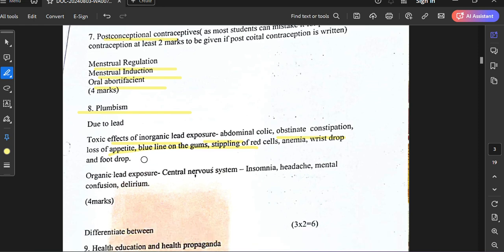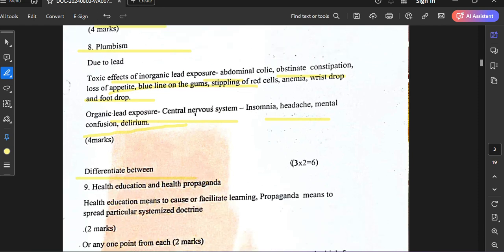Then what are the effects? The toxic effects of inorganic lead exposure are abdominal colic, obstinate constipation, loss of appetite, blue line on the gums, stippling of the red cells, anemia, wrist drop, foot drop, etc. Then what are the effects of organic lead exposure? It affects the central nervous system, the CNS of our brain. It can lead to insomnia, headache, mental confusion and delirium. So it is a CNS-affecting chemical. Lead poisoning or lead exposure can be inorganic lead exposure and organic lead exposure.